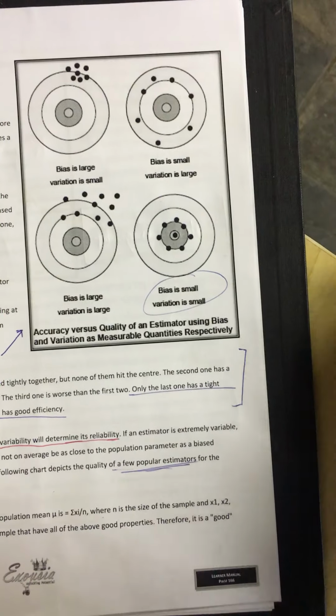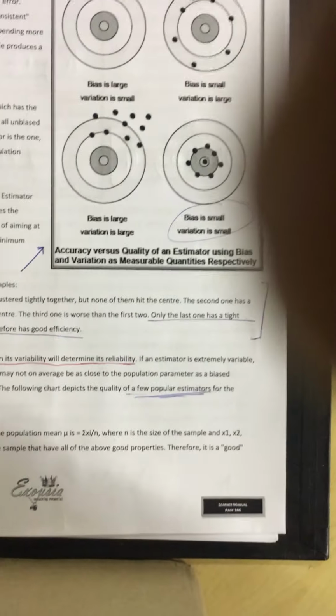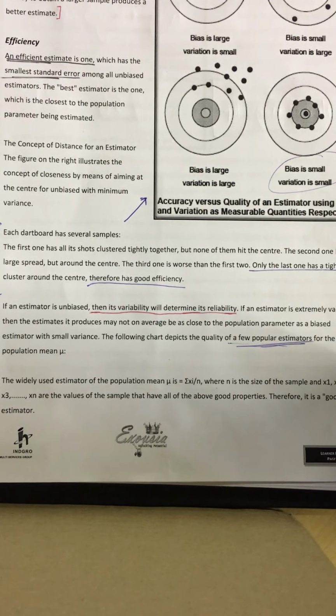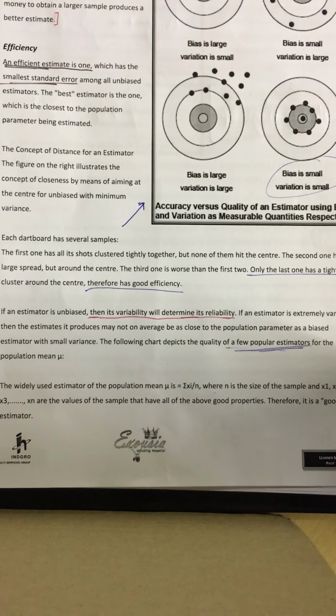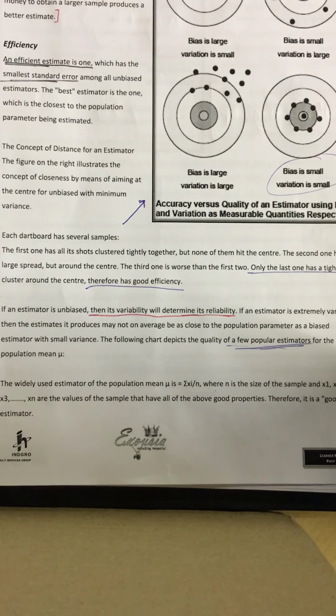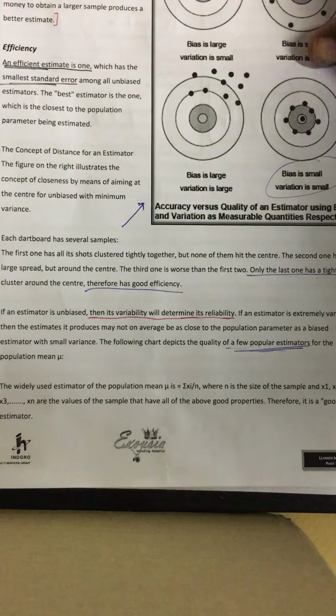If an estimator is unbiased, then its variability will determine its reliability. If an estimator is extremely variable, then the estimates it produces may not on average be as close to the population parameter as a biased estimator with small variance.